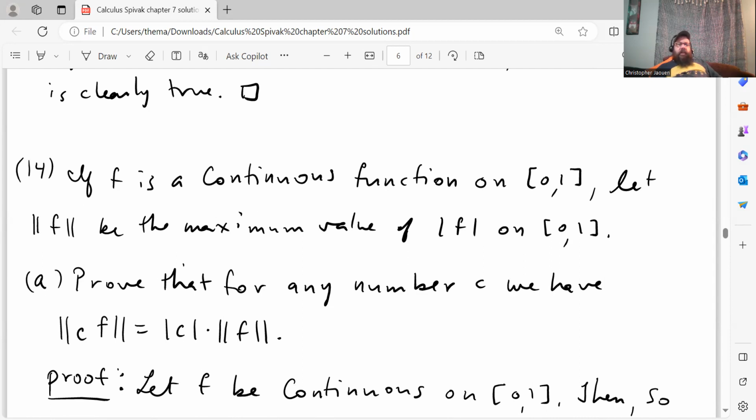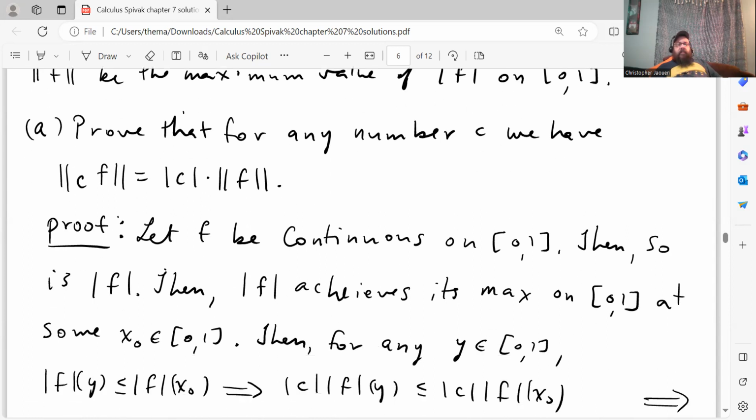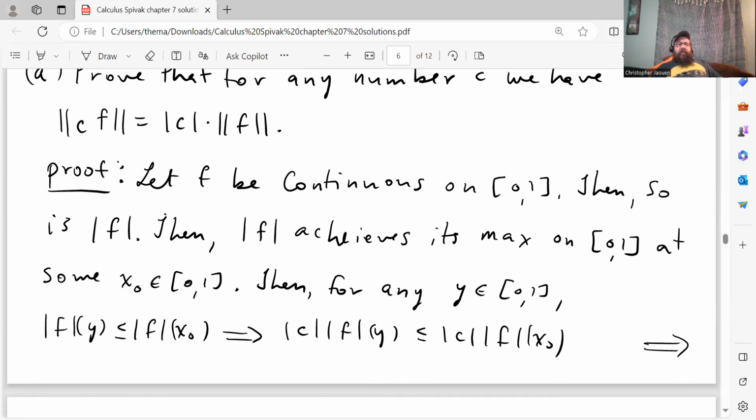If f is a continuous function on the closed interval from 0 to 1, let the norm of f be the maximum value of the absolute value of f on the closed interval from 0 to 1. And there's a few parts here. So part A says prove that for any number c, we have that the norm of cf is equal to the absolute value of c times the norm of f. Right, so let's prove that first.